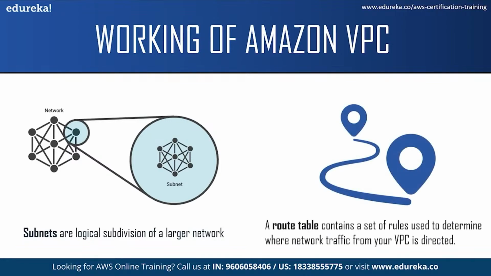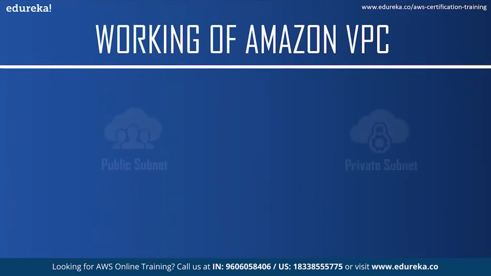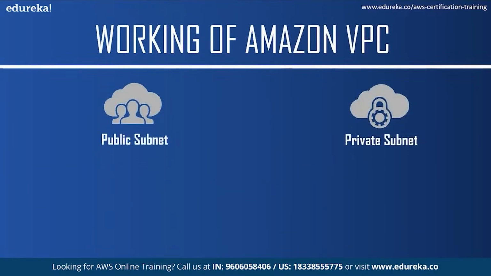Next we have the route table. A route table contains a set of rules called routes that are used to determine where the traffic in a VPC is directed. You can explicitly associate a subnet with a particular route table, otherwise the subnet is implicitly associated with the main route table. Each route in a route table specifies the range of IP addresses where you want your traffic to go, which is the destination, and the gateway, which is the network interface or connection through which to send the traffic, which is the target.